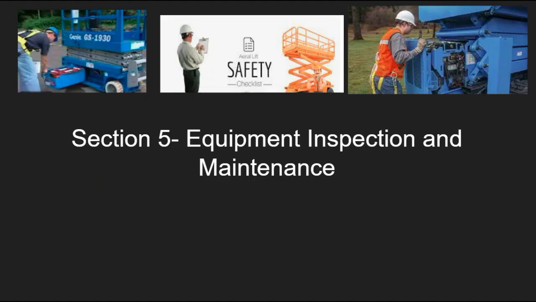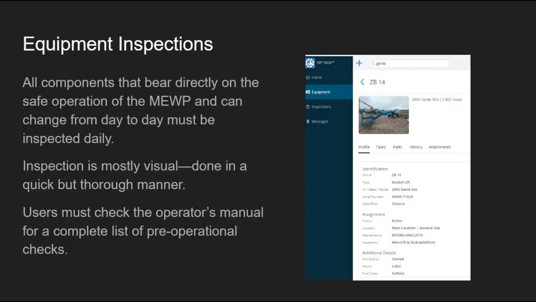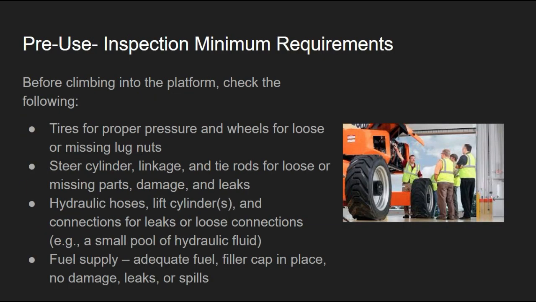Section 5. Equipment inspection and maintenance. Equipment inspections. All components that bear directly on the safe operation of the MEWP and can change from day to day must be inspected daily. Inspection is mostly visual, done in a quick but thorough manner. Users must check the operator's manual for a complete list of pre-operational checks.